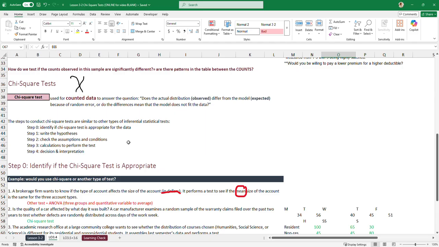Please proceed to the next video and I'll show you how we can conduct the chi-square test in Microsoft Excel.